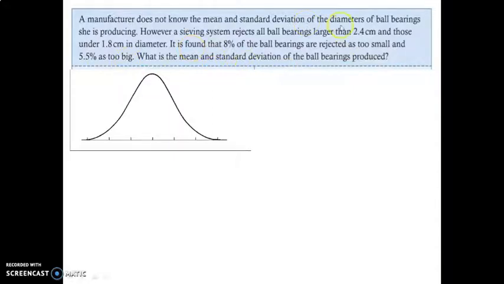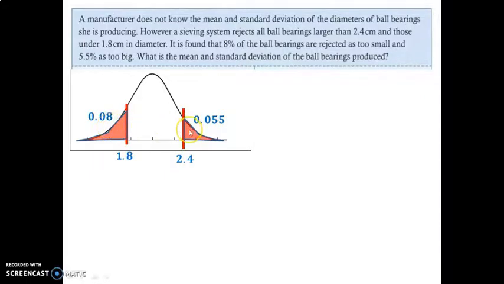So we're given some information about the upper end and the lower end. Let's mark that on here. We know, first of all, that when ball bearings are 1.8 centimeters in diameter, the lower end was 8%, 0.08. And when ball bearings have a diameter of 2.4, that is the upper, 5.5%, so 0.055. So that's what we know. We don't know mean, we don't know standard deviation, but this is all we know. So let's begin like we did last time.